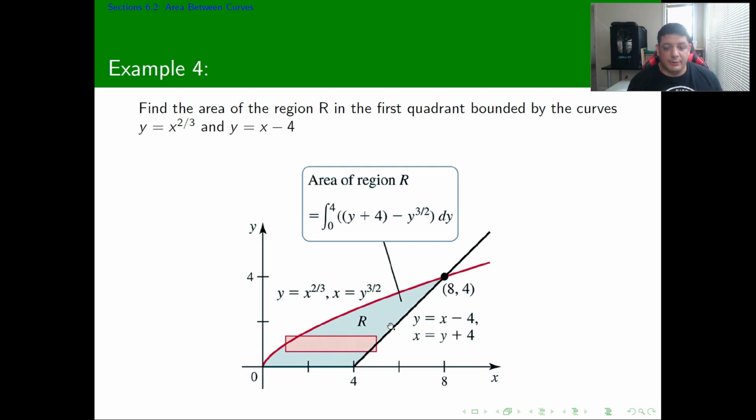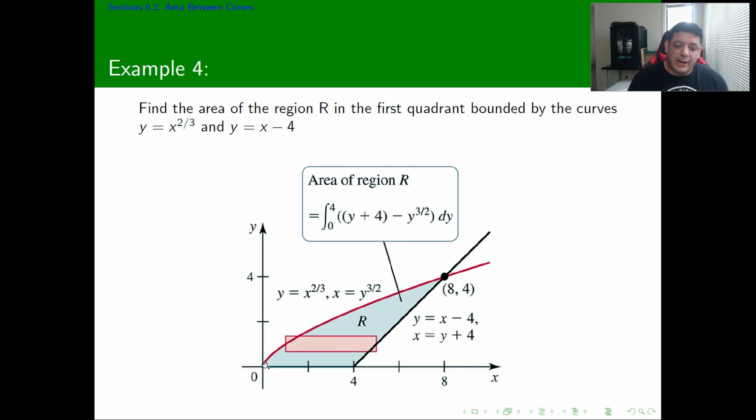If we flip everything to y, though, we can think instead of the function x equals y plus 4 and the function x equals y to the 3 halves. And so now the top function will be the line y plus 4, and the bottom function is going to be y to the 3 halves. So we're just flipping around who's going to be the integration order.